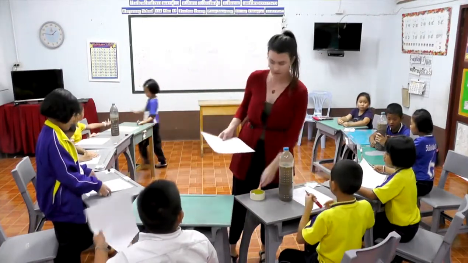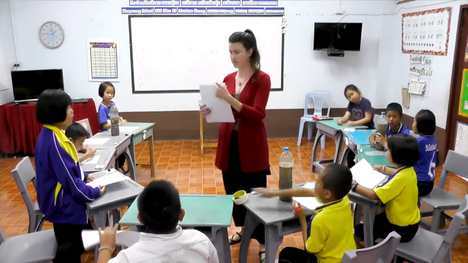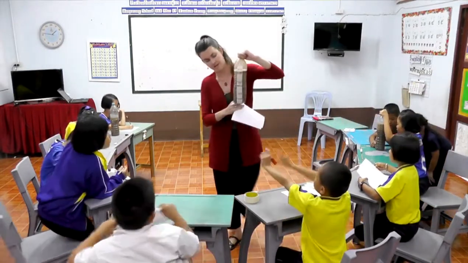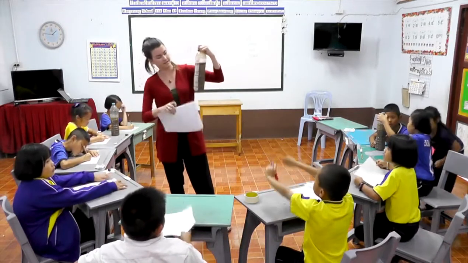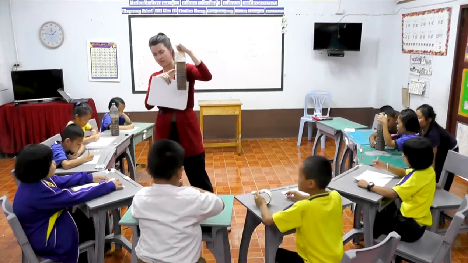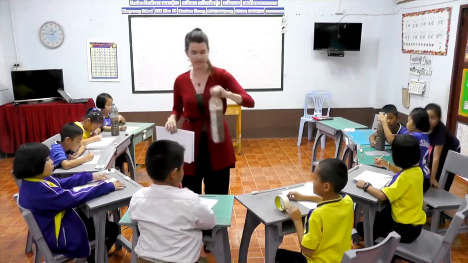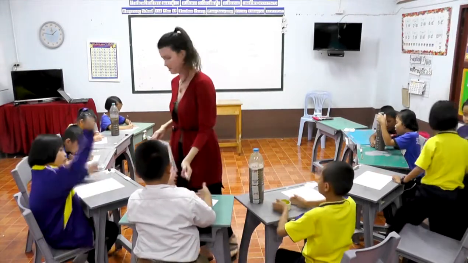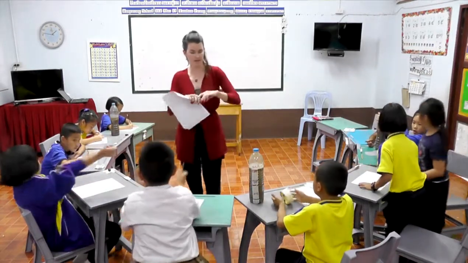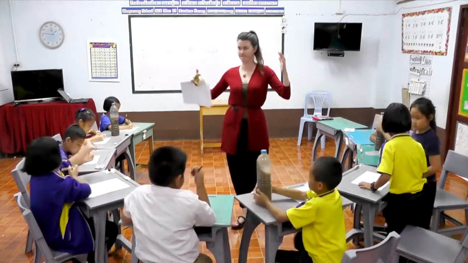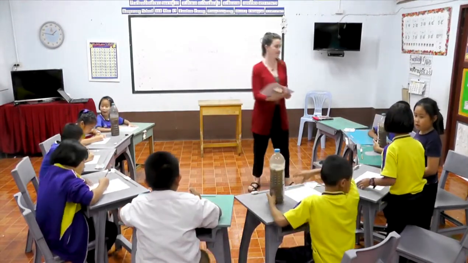So you're going to draw your bottle on this paper. And you're going to show on your bottle where your water is, where your clay is, where your sand is. Okay, thanks, bud. You're going to draw that bottle. Draw it big. And each bottle is going to look different.